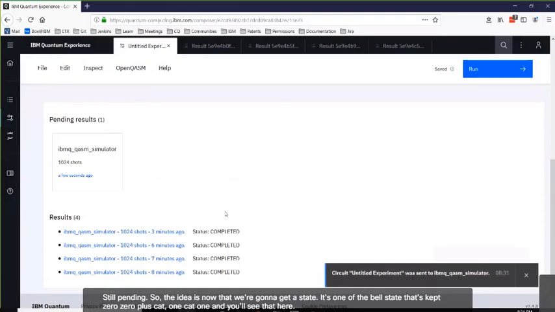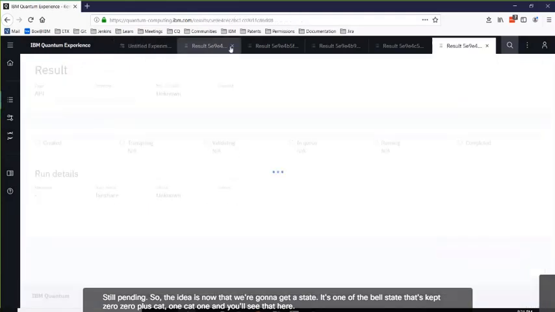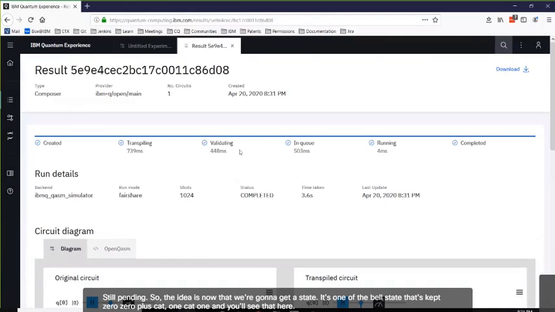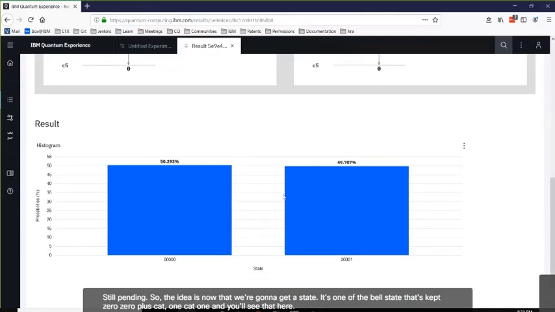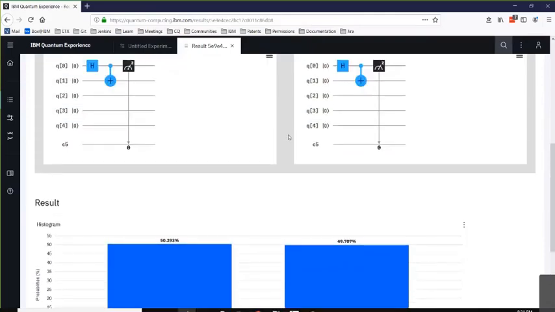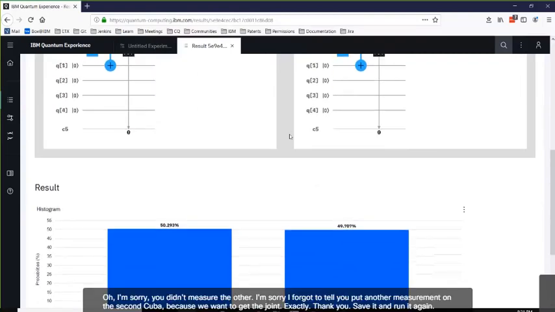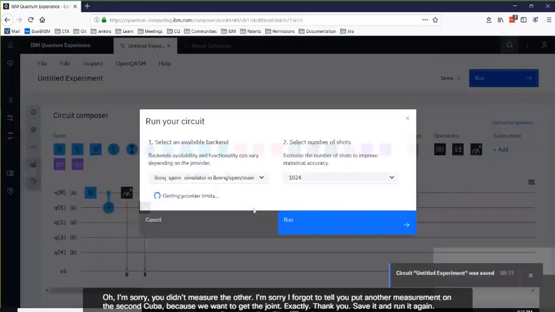Still pending. So the idea is now that we're going to get a state that's one of the Bell states, ket 0 plus ket 1, ket 1. And you'll see that here. Whoops. Oh, I'm sorry. You didn't measure the other. I forgot to tell you to put another measurement on the second qubit because we want to get the joint. Exactly. Thank you. Save it and run it again.